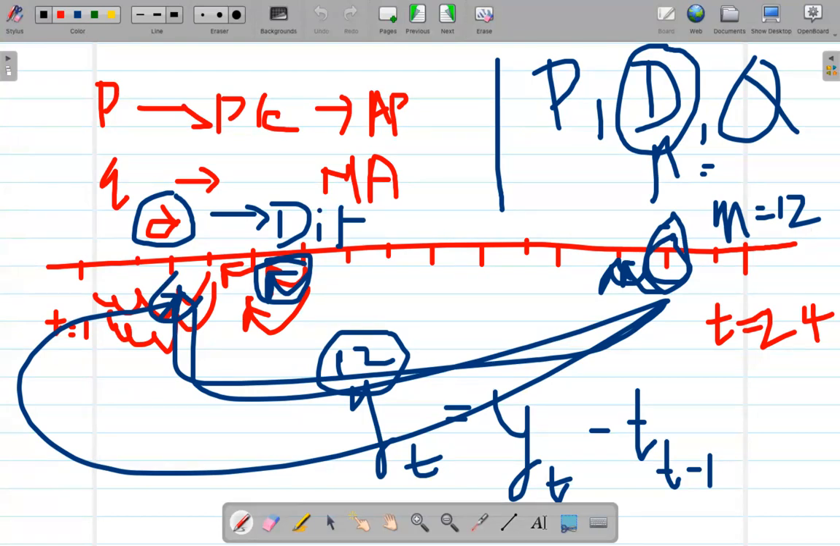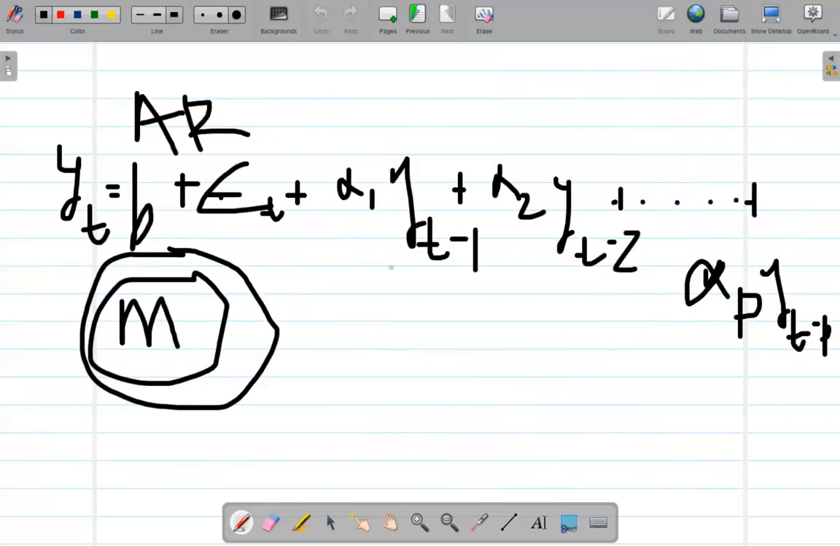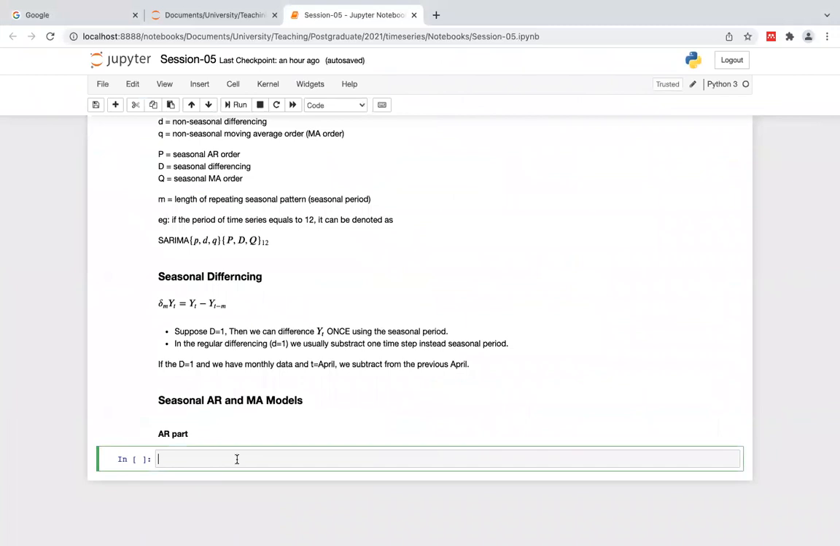Then how can we rewrite this similar equation for that seasonal one? It can be written like this, right? We have our y sub t, then we have the normal bias term, then the epsilon term. Normal epsilon term, right?